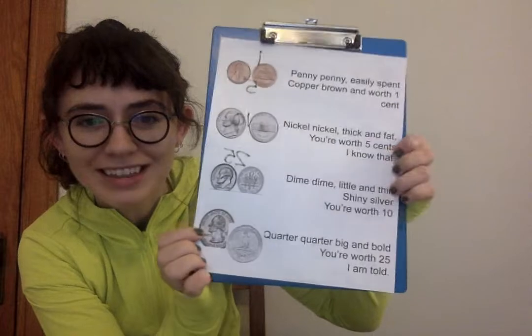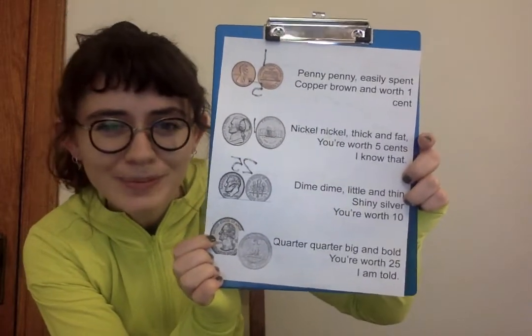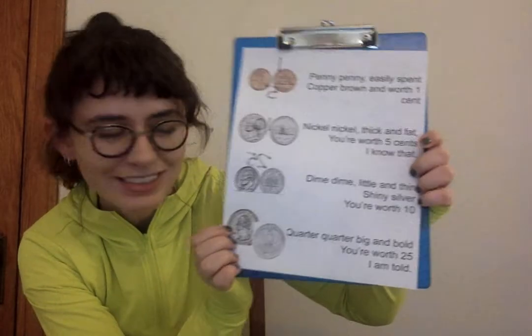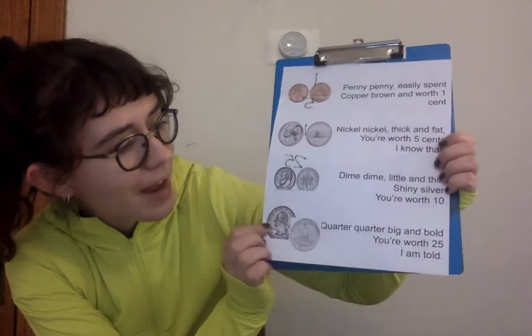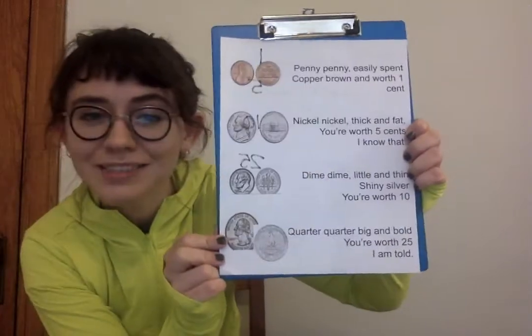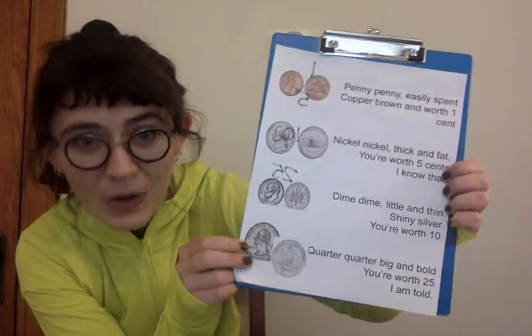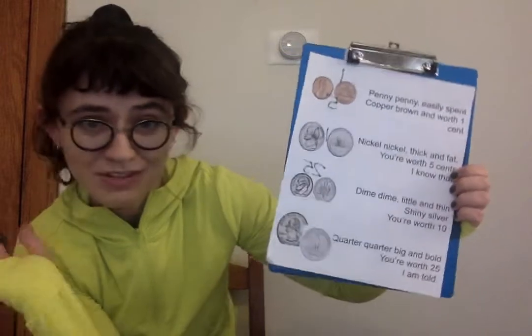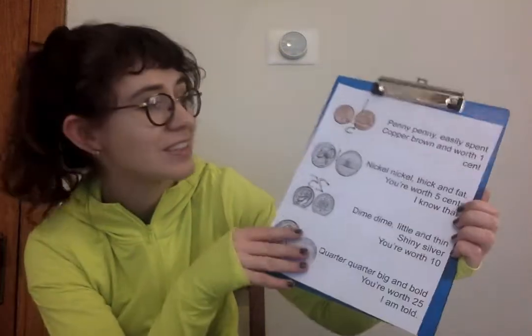And I made a little mistake there. I know there's two coin poems, and in first grade you might have done the one that I said, but this one says, dime, dime, little and thin, shiny silver, you're worth 10. So they're a little bit different, but dimes are still worth 10 in both songs.